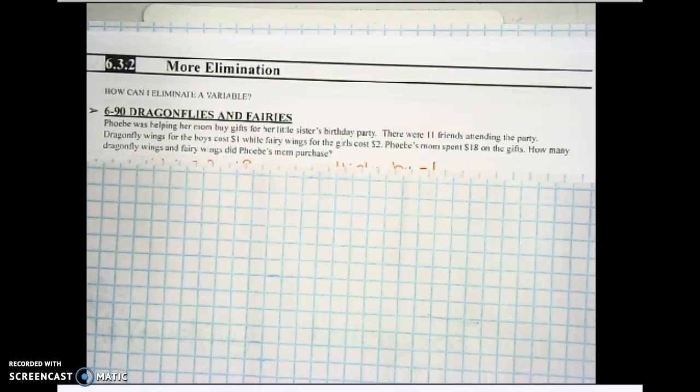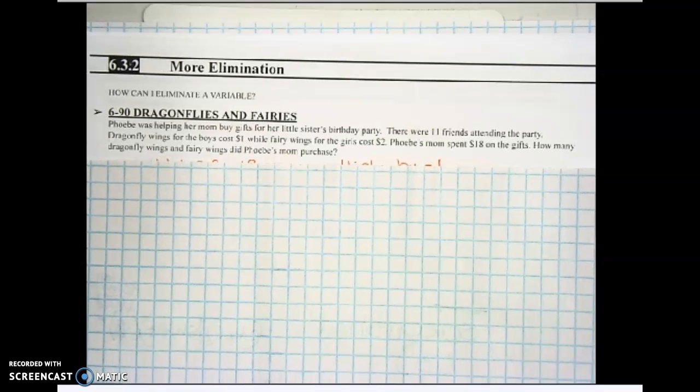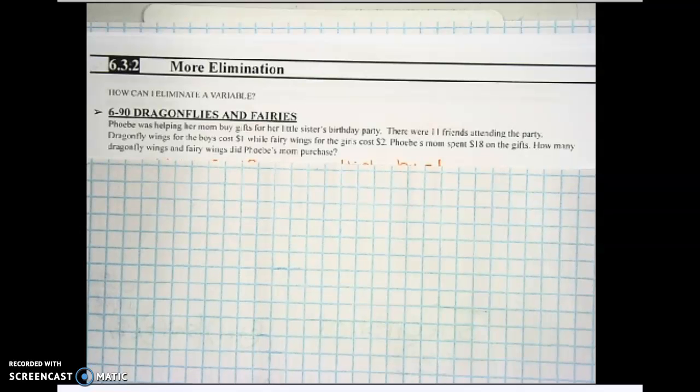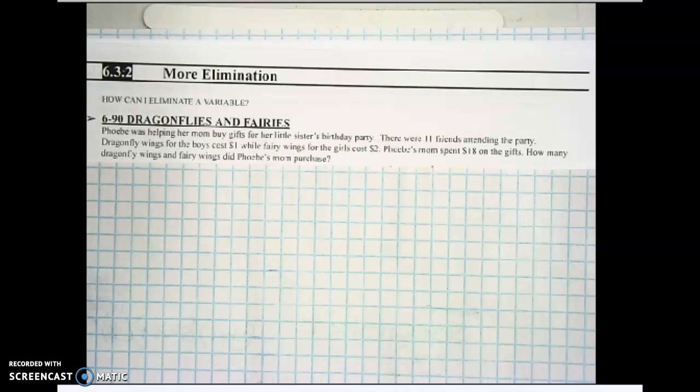All right. So we're going to answer the question, how can I eliminate a variable? Same question we've been looking at. Question number 90 says dragonflies and fairies. Phoebe was helping her mom buy gifts for her little sister's birthday. There were 11 friends attending the party. Dragonfly wings for the boys cost $1, while fairy wings for the girls cost $2. Phoebe's mom spent $18 on the gifts. How many dragonfly wings and fairy wings did Phoebe's mom purchase?